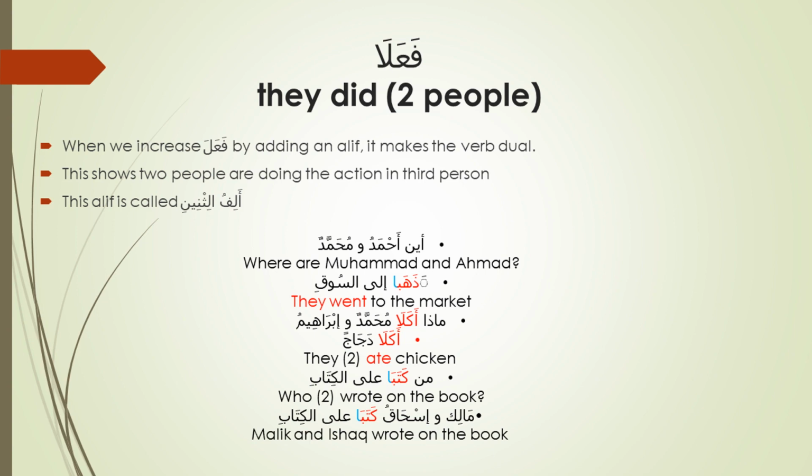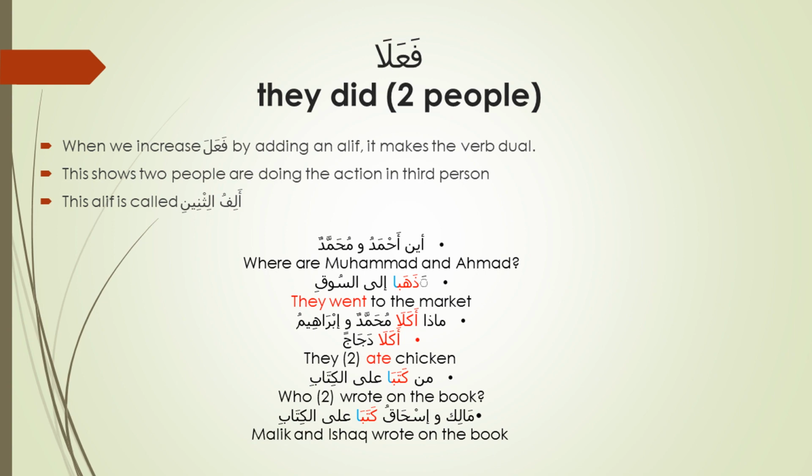So now I asked, ماذا أكلا محمد وإبراهيم? What did Muhammad and Ibrahim eat? أكلا. Before it was أكل. He ate. أكلا. Two people have eaten. And the jawab will be أكلا دجاجا. They ate chicken. They, two, ate chicken. And look, if you look at the English, you'd never know it's two people doing action. I had to put it in the brackets.